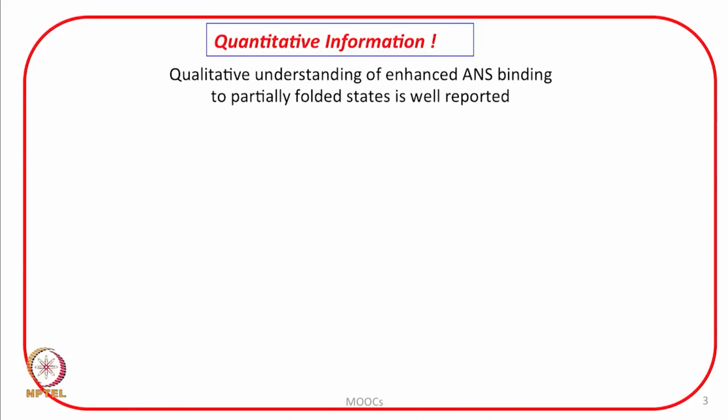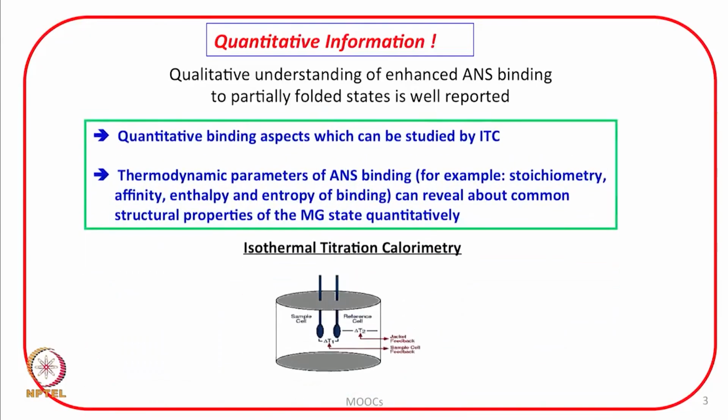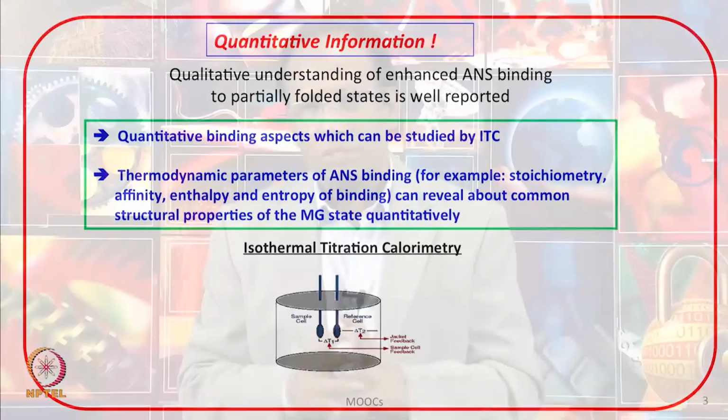As we just discussed, qualitative understanding of enhanced ANS binding to partially folded states is well reported, and an effort needs to be made to make the process more quantitative. The availability of high sensitivity isothermal titration calorimetry started giving some answer to this.